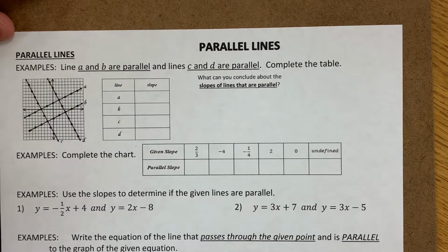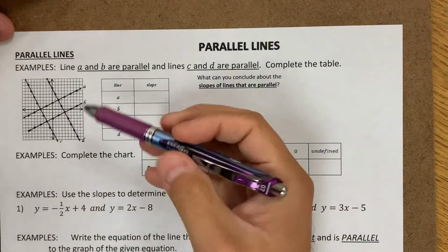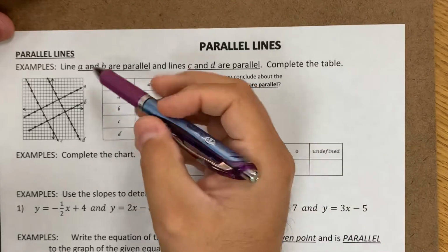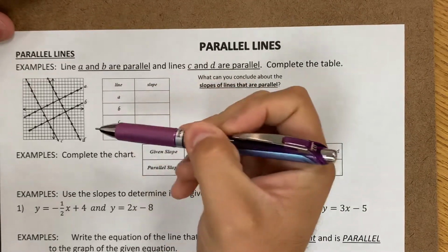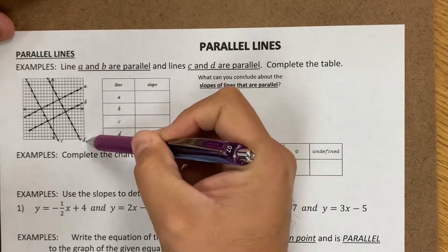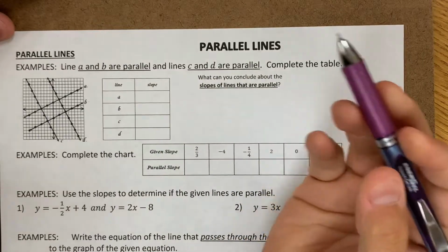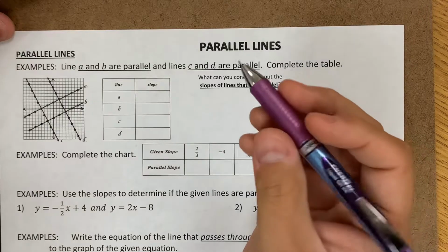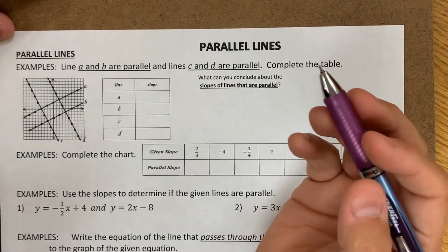All right, so we are going to go over parallel lines. Here we have a graph with 4 lines on it. As you can see, A and B are parallel, and C and D are also parallel. If you remember, parallel lines are lines that do not touch. Let's look at what their slopes are.